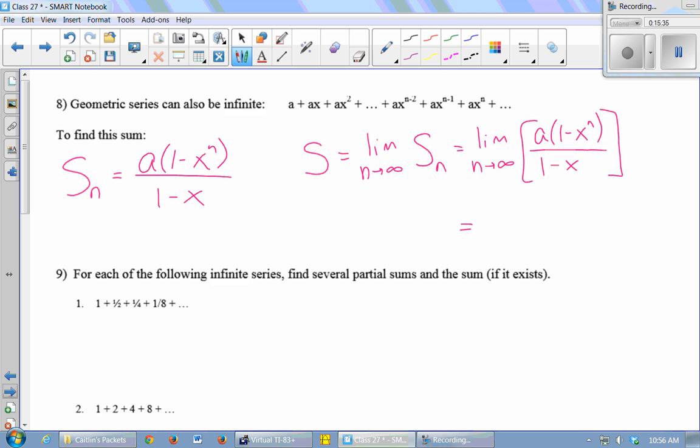x to the n would be infinity for what kind of x's? If x were positive and greater than 1, yeah. So if x were a big number, like 10, x to the n would go to infinity. This whole thing would diverge, right? The infinite sum would be infinite. So we would say infinite if x is bigger than 1.